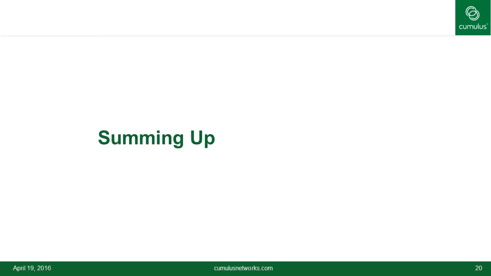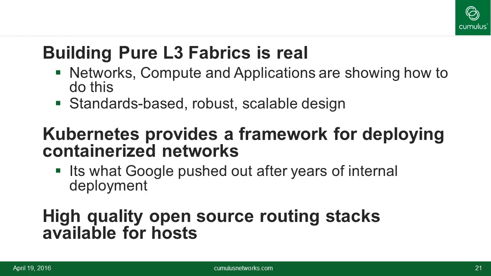So to sum up, building pure L3 fabrics is real. Network, compute, applications are all showing how to do this. You do not need to rely on bridging standards. Mechanisms for service discovery, service health checks, and for automatic scaling and rolling updates, all of those things which are considered application management, are being handled by frameworks such as Kubernetes that allow you to deploy these. And since this is what Google has been using for lots of years, this is a well-tested model. This is not something that is immature that's just been thrown out.